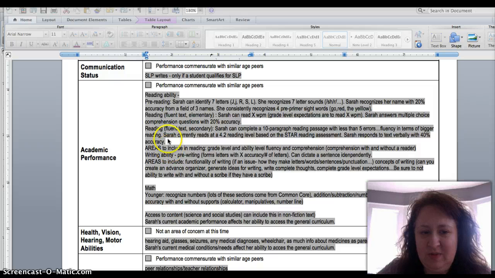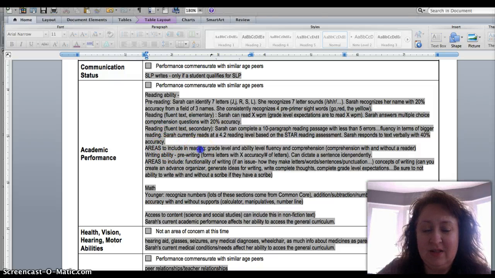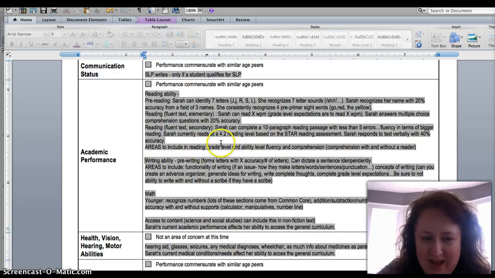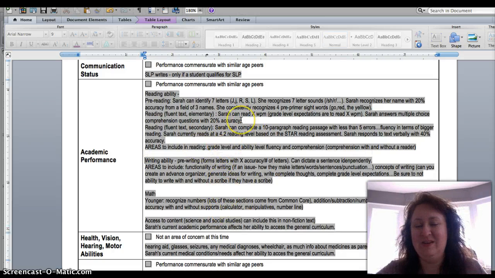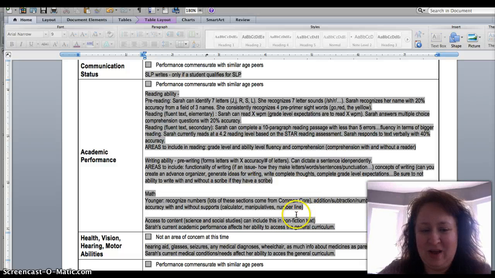You also want to make sure that you're talking about their present levels in reading. I want you to talk about their present levels in writing. I want you to talk about their present levels in math. That will give you some really good foundational sentences when you go to write your own IEPs.